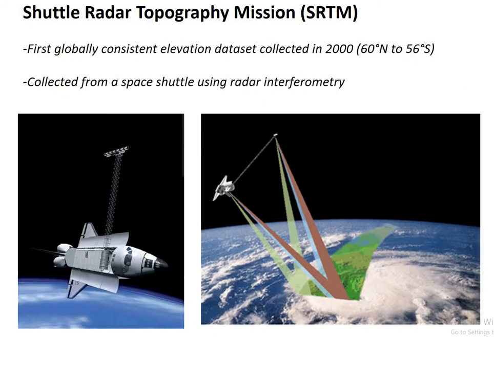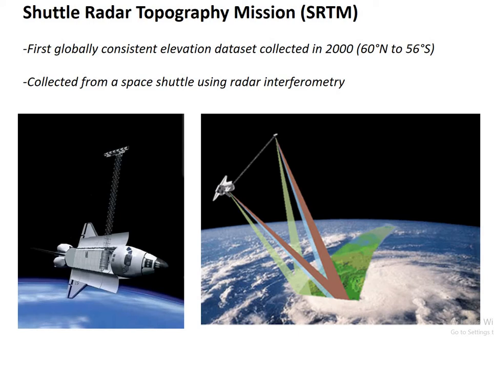Okay, so another important data set is the Shuttle Radar Topography Mission, or the SRTM. This was a huge deal. This was the first globally consistent elevation data set, collected in the year 2000. So prior to this, each country might have maintained its own classified information about elevation of other countries, or maybe you could find some old Russian topo maps in the Berkeley Library.